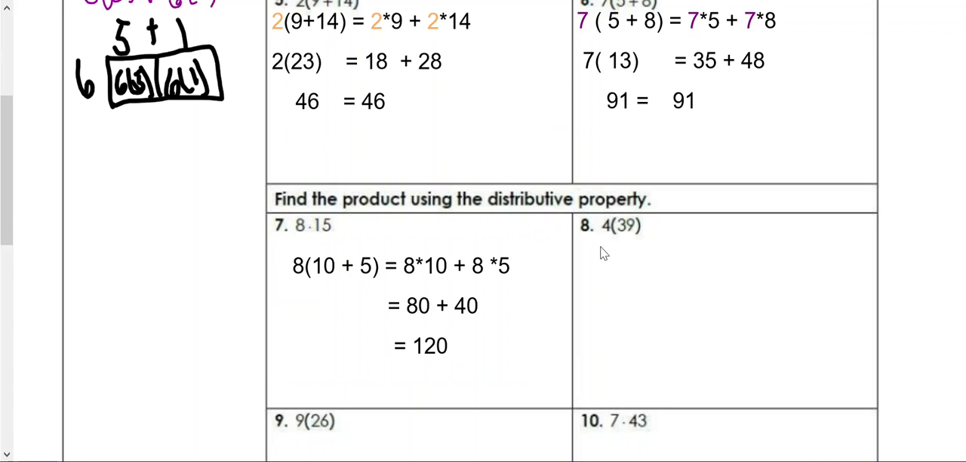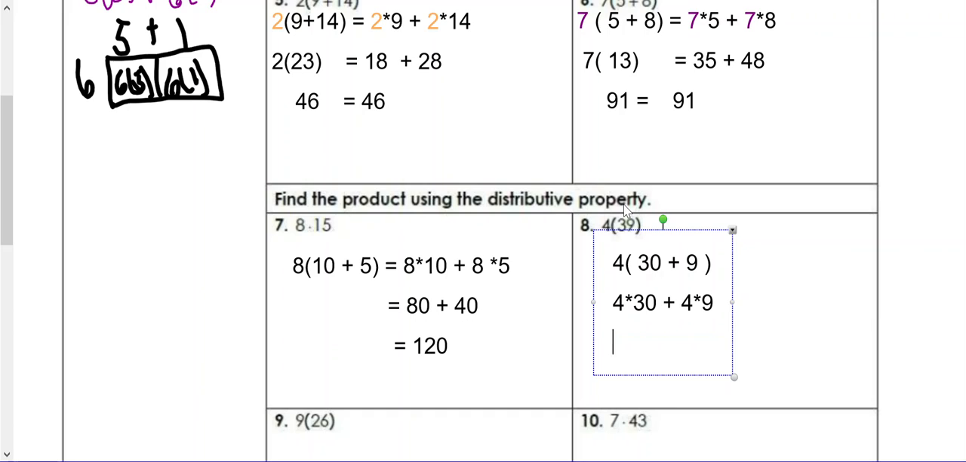I'm going to do one more, and then you're going to have a little bit of time to practice it on your own, okay? So 4 times the quantity 30 plus 9. That's 4 times 30 plus 4 times 9, so 4 times 30 is 120 plus 36, which is 156. So that's an easier way to do it.